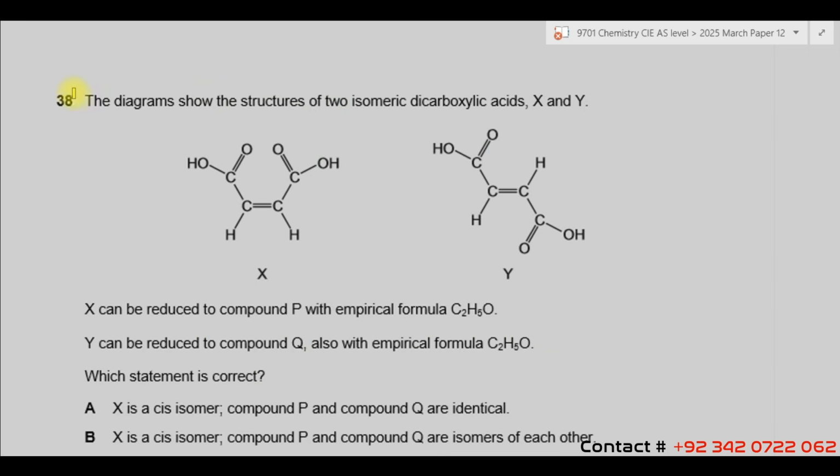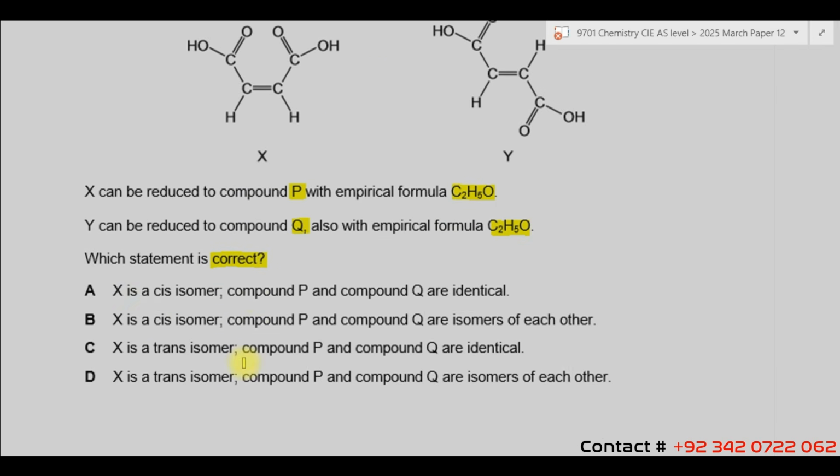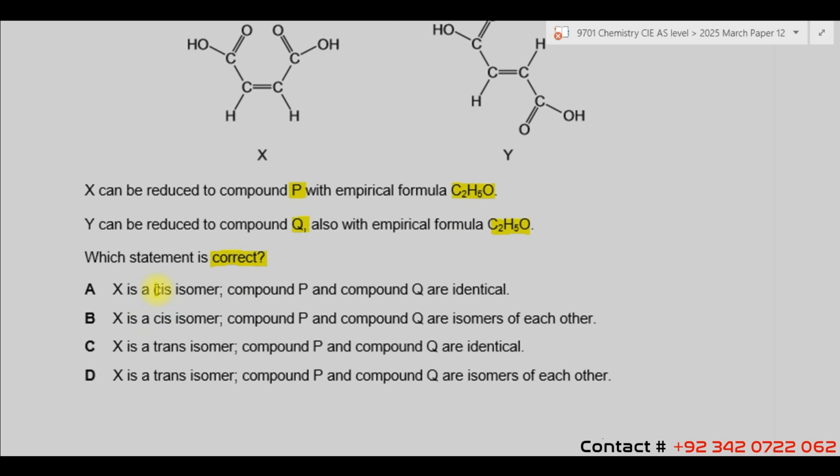Question 38. The diagrams show the structure of two isomeric dicarboxylic acids, X and Y. X can be reduced to compound P with the empirical formula C2H5O. Y can be reduced to compound Q also with the empirical formula C2H5O. Which statement is correct? So we have to find out which one is cis and trans, and whether compounds P and Q are identical or isomers.